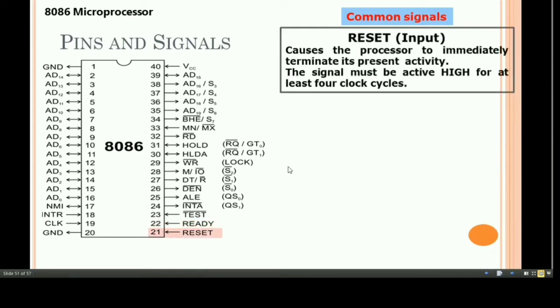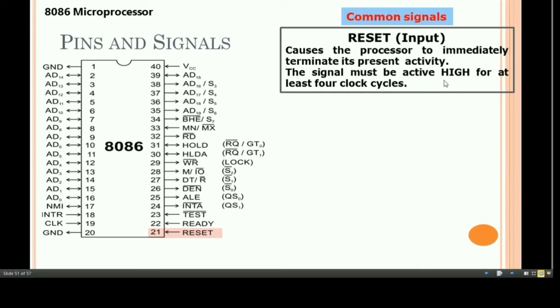Next is reset. This reset pin, pin number 21, is also an input pin for the 8086. It causes the processor to immediately terminate its present activity. Whatever activity is going on is terminated once the signal is present on this reset pin. The processor goes into the reset state when an active high signal is present on pin number 21.